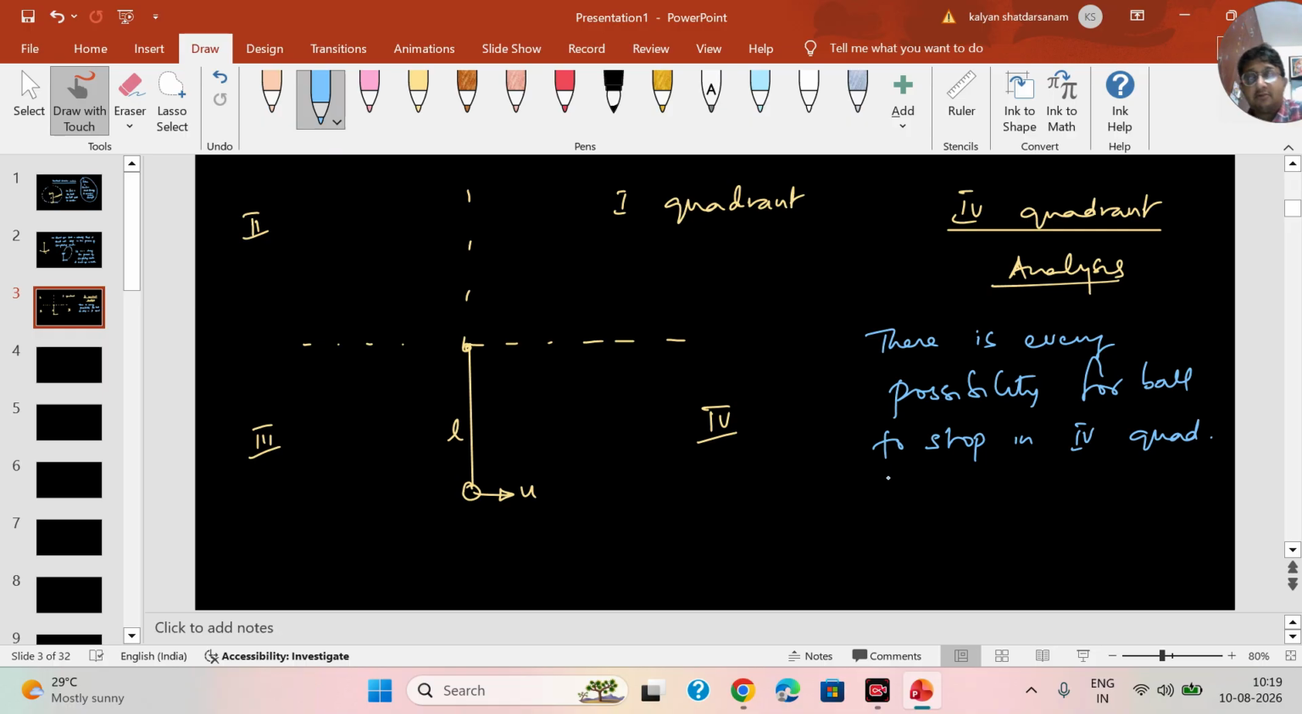So we should avoid this stopping because we want the ball to complete the circle. We should avoid this stopping. Otherwise, the ball will not go in a circular path if it stops. If it stops, then comes back and so on.